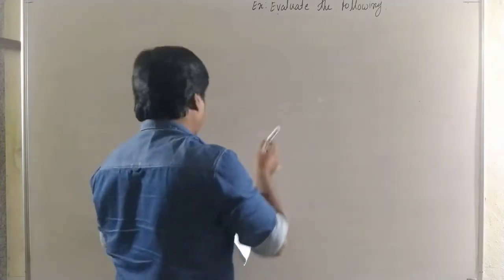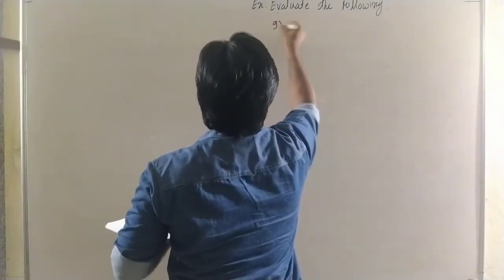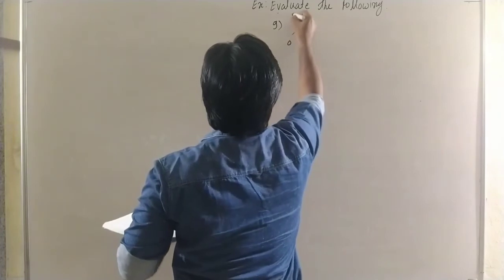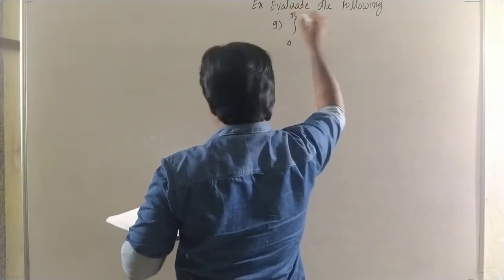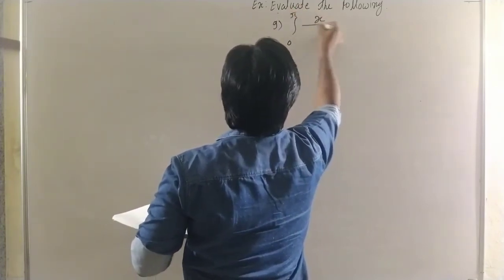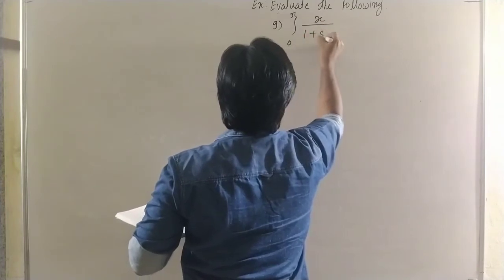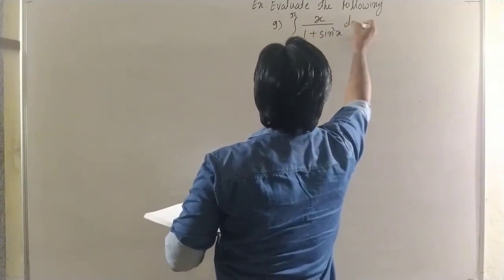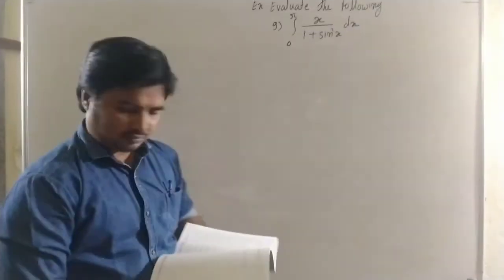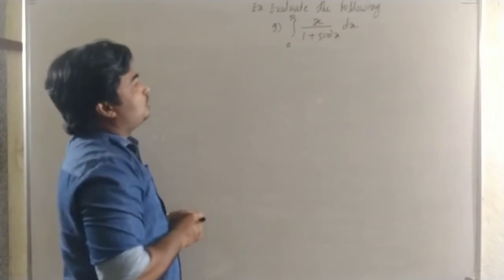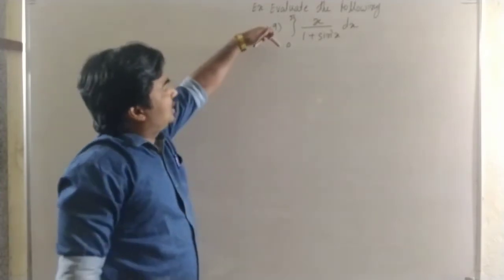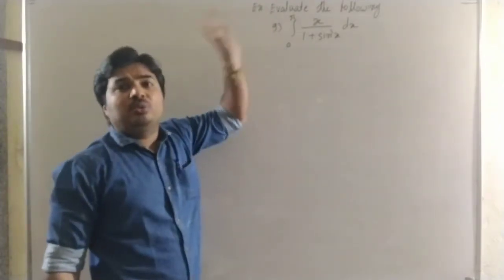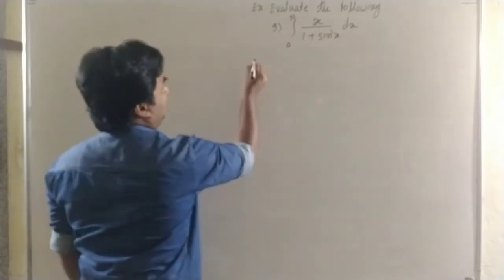Next, example number 9: integral 0 to pi of x upon 1 plus sine square x dx. Again, here it is 0 to pi, that means we use the 0 to 2a property. Okay? Here, see carefully.